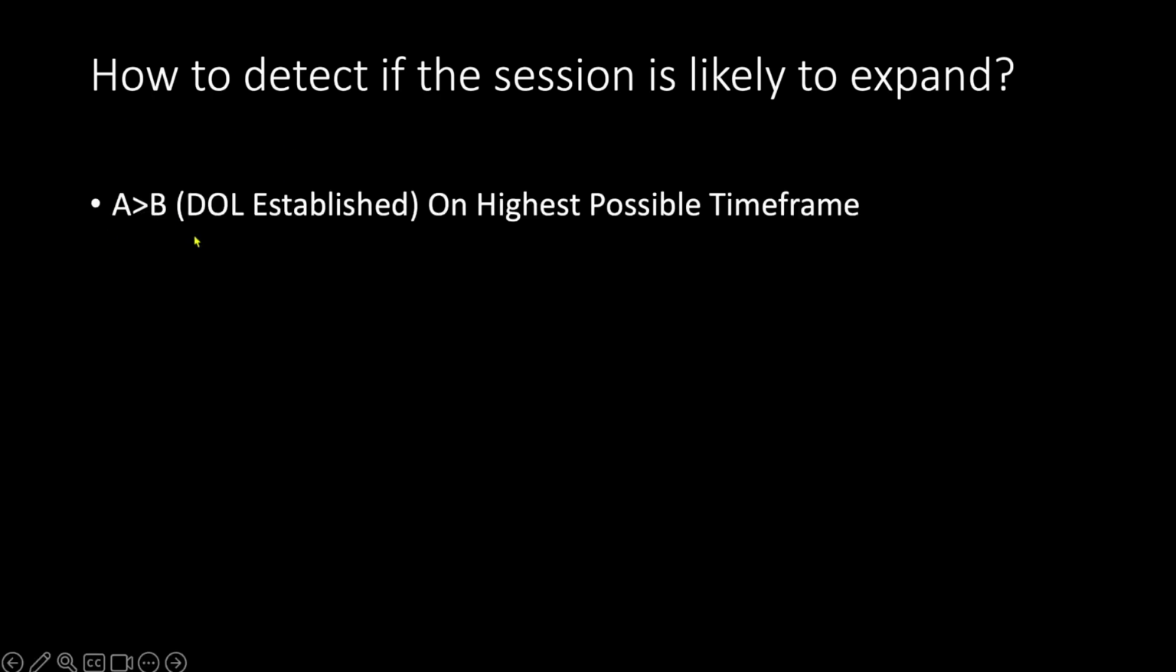So let us take a look at the following: how to detect if the session is likely to expand. First of all, we must know point A to point B, meaning we must have established a draw on liquidity on the highest possible time frame, relative, of course, to the time frame that we're going to trade. There must be low resistance between A to B, meaning that there's a likelihood for the market to immediately just expand towards a price level that we're interested in.